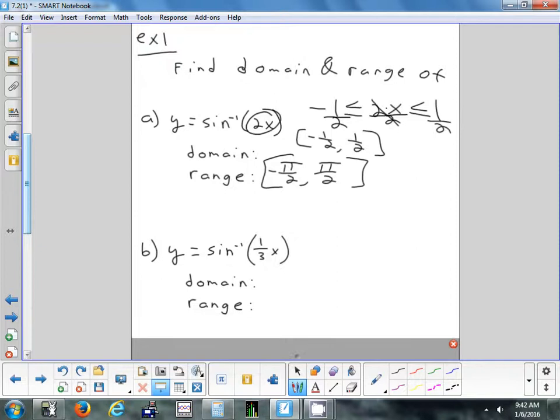All right, let's try this one. Inverse sine of 1/3 x. What's not going to change here? The range. If you put a number in front of x, we're doing something to the domain. So the range is exactly the same as what it was originally. We just copied that down from the last problem.